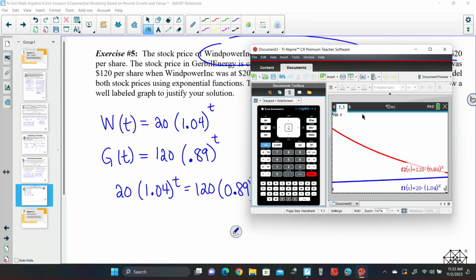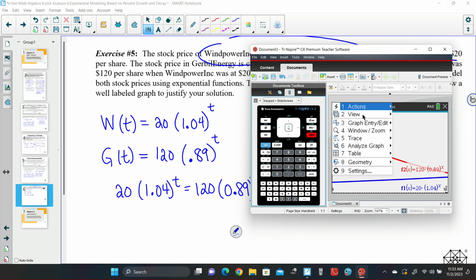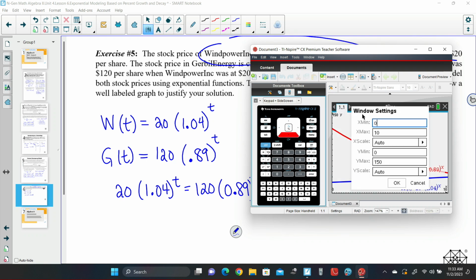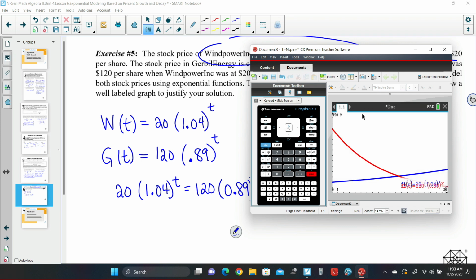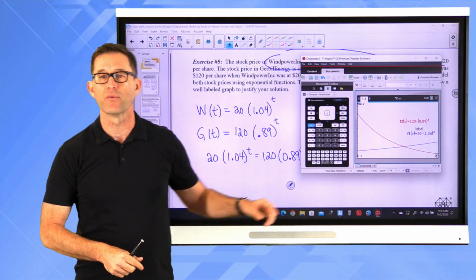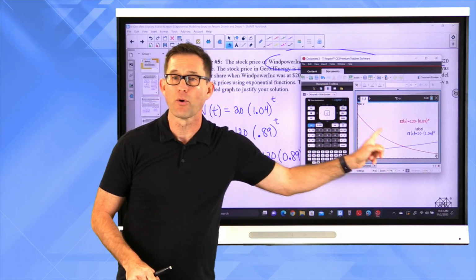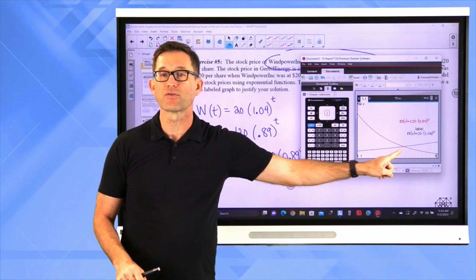We could look at a table to try to get a feel for it, but I'm just going to play around with the window. I'm going to go into my window settings again, and maybe instead of 10, we'll go 20, right? Remember, these are weeks. Let me move these things out of the way a little bit so that we can see the graph better. Now I see my intersection point, right? Here is my wind power, here's my gerbil power, and they're going to intersect right there.